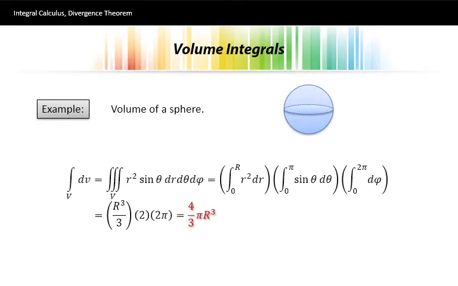Let's again work out a simple example and try to calculate the volume of a simple sphere with radius R. We write the integration in the spherical coordinate system. This is the dv element. r varies from 0 to R, theta from 0 to π, and phi from 0 to 2π. If you carry out the integration, the result is 4/3 πR cubed. This is the familiar result for the volume of a sphere.